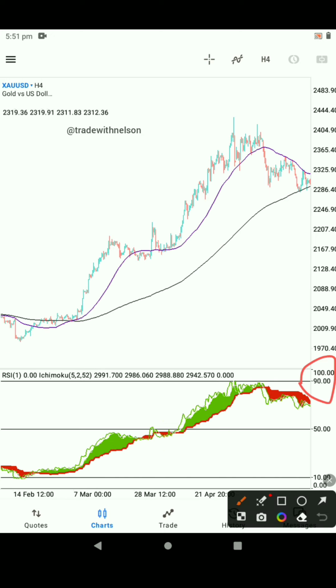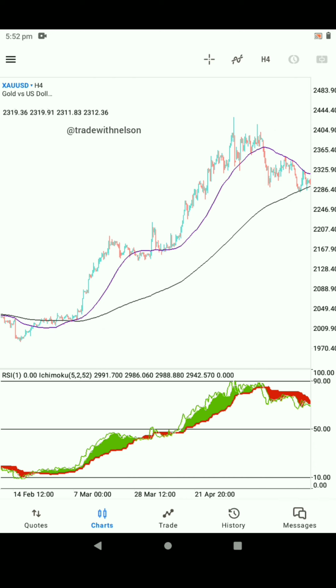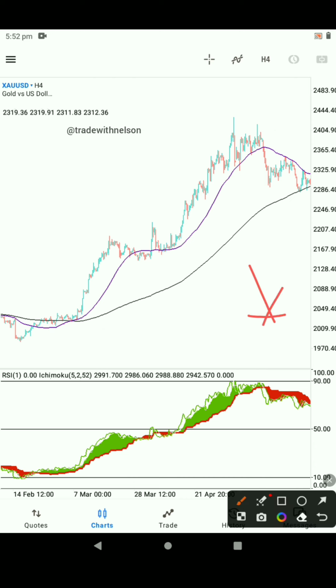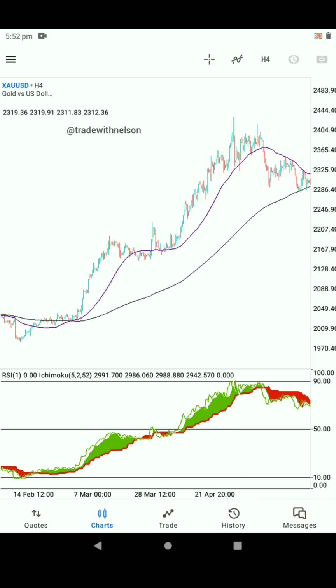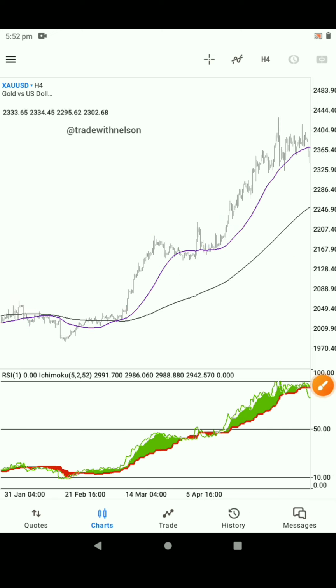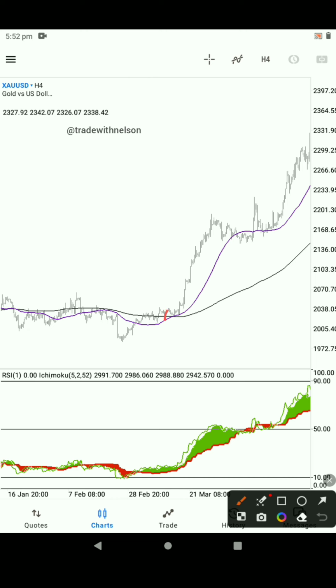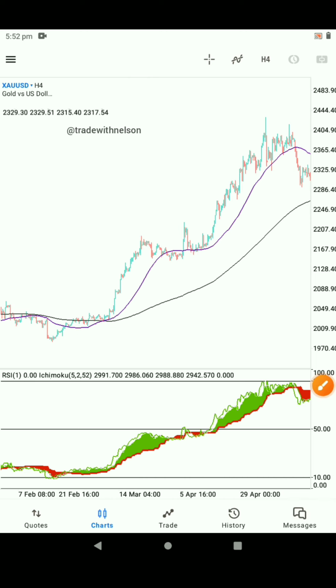So the RSI shows us the overbought and the oversold levels. The level around the 10 is the oversold level, while the level around the 90 is the overbought level. As we all know, when the market enters into the overbought level, it is likely to sell to the downside, and when the market enters into the oversold level, it is likely to buy to the upside. So the Ichimoku over here helps us to know exactly when the market has entered that level, and the moving average helps us to know exactly when the market has changed trend.